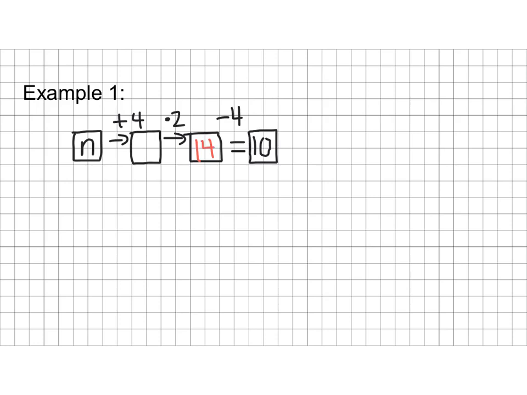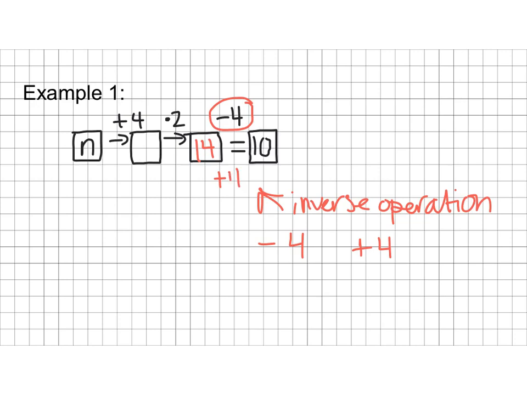We can show that work by using an inverse operation. So we take our number at the top and we do the inverse operation down below. And we know that the inverse of minus 4 would be plus 4. So we're going to write plus 4 underneath. And so what we did there was 10 plus 4 equals 14.